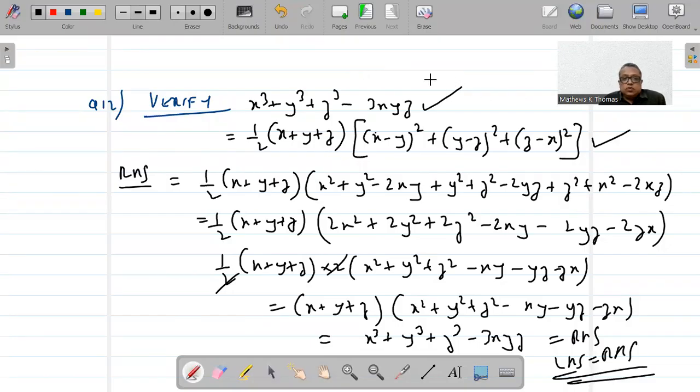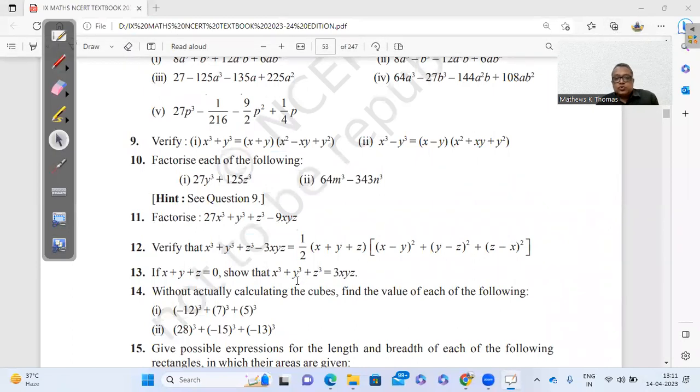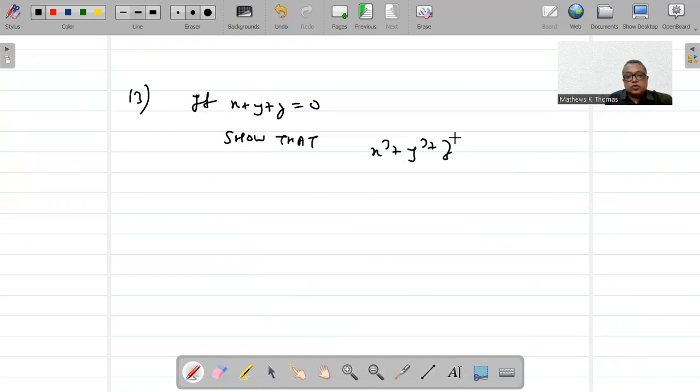Yeah, so we go to the next question, that is question number 13 now, right? Question number 13 is, if x plus y plus z is 0, show that x cube plus y cube plus z cube is 3xyz. There is a condition given: if x plus y plus z is 0, then show that x cube plus y cube plus z cube is equal to 3xyz. This is the question. So x plus y plus z is 0. This is a condition which is given to me. I can make use of this condition.